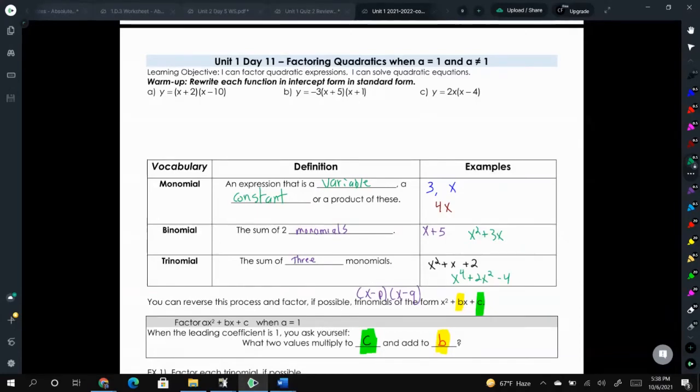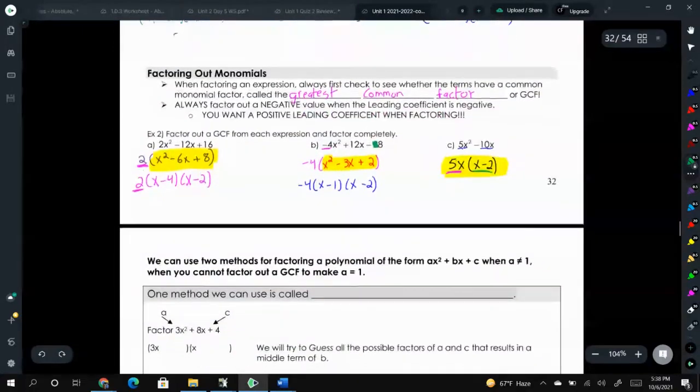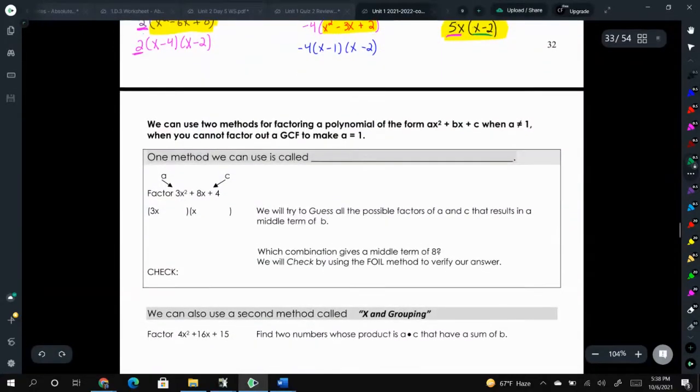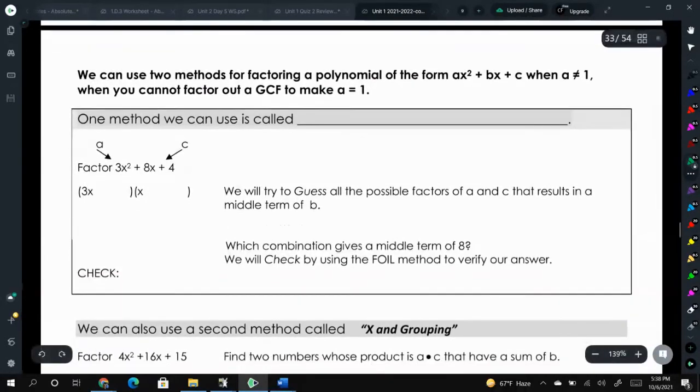In this video, we are going to continue our factoring and talk about what happens when a is not 1 and you cannot factor a GCF. There's a couple ways that you can go about these. One is called guess and check.